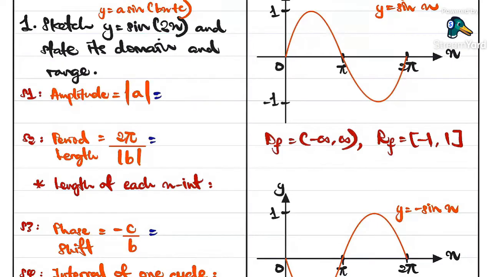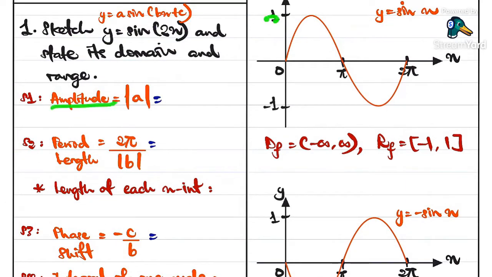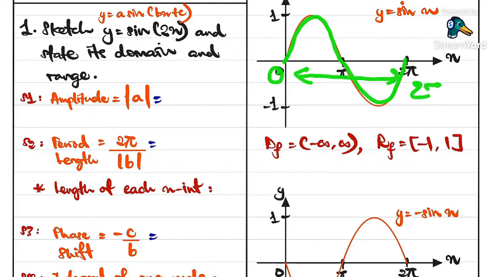So here goes. y is equals to sine 2x, then we need to state its domain and range as usual. Before we go to the sketching part, we need to do a few steps, step 1 until step 4. We need to find its amplitude first, where the amplitude means this part. If you have learned physics, you know what amplitude is. It's sort of like the height of the graph. And then we need to find the period length. One period length is from 0 to 2 pi.